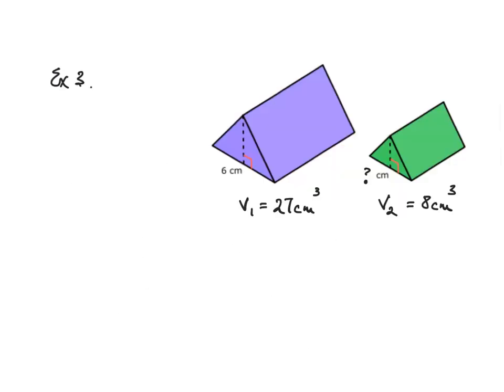So example 3, the final example, what we have here is a question where we're given the volumes, but we're missing one of the lengths. So what we're going to do here is work out the volume scale factor. We can use reduction, since the first shape is the larger shape, the second shape is the smaller shape. Final over initial. So it's 8 over 27.